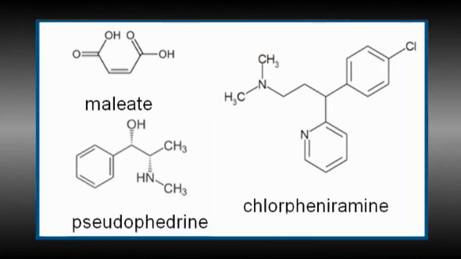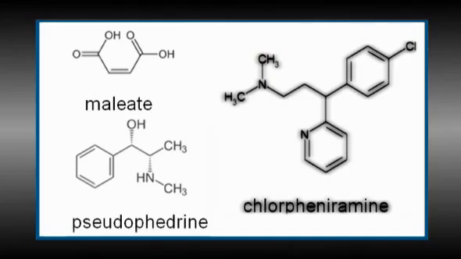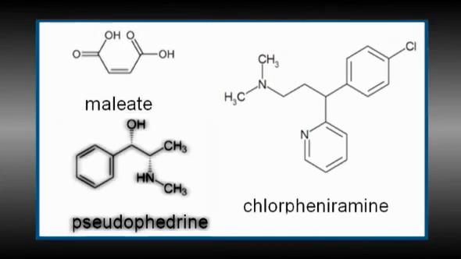The structures of these molecules are shown. Maleate is very ionic. It has very little retention in reverse phase chromatography. In fact, in this example, it comes out very close to the void volume. Pseudoephedrine should be less polar than maleate, but more polar than chlorpheniramine. So in reverse phase chromatography, the order of elution should be maleate, pseudoephedrine, and then chlorpheniramine.